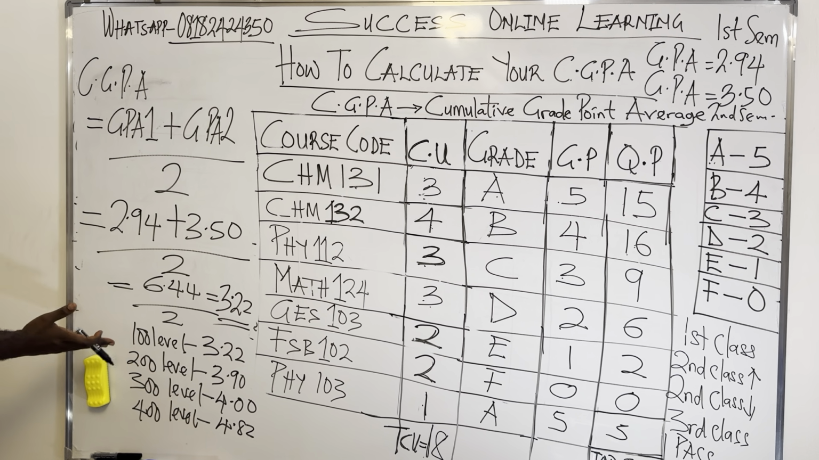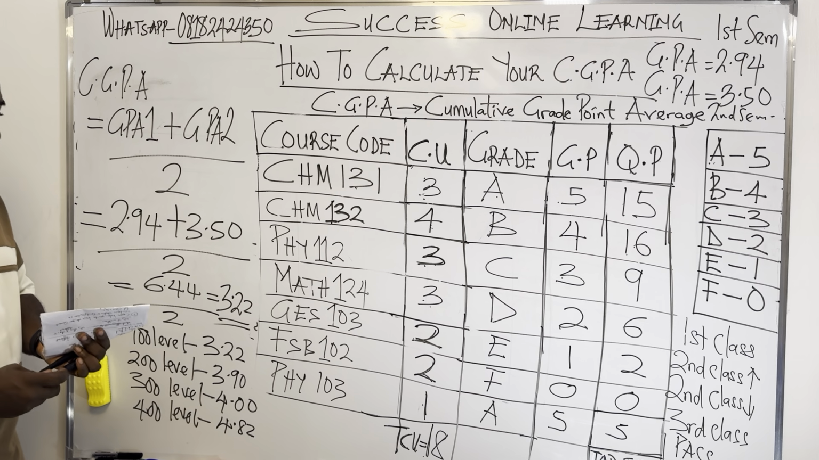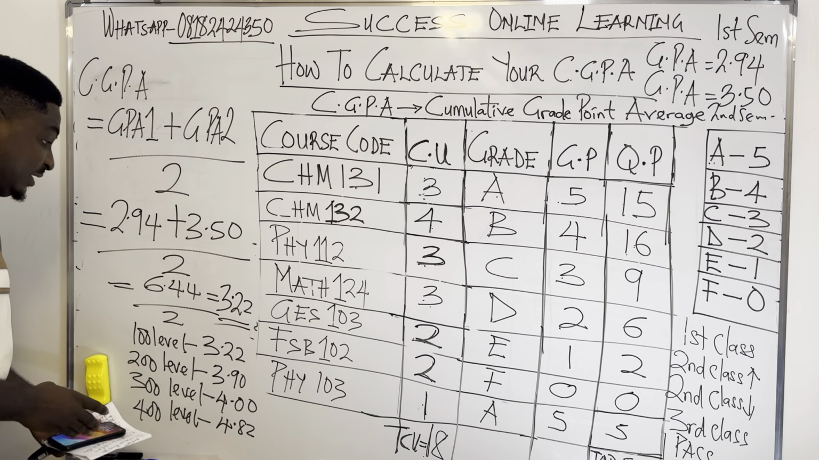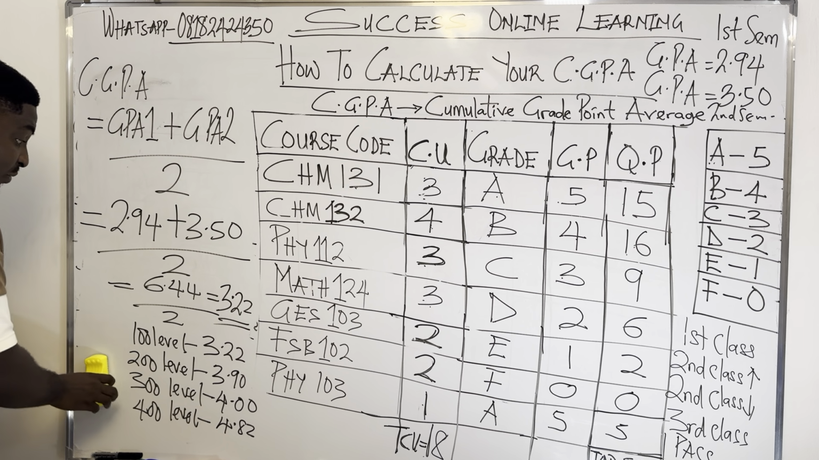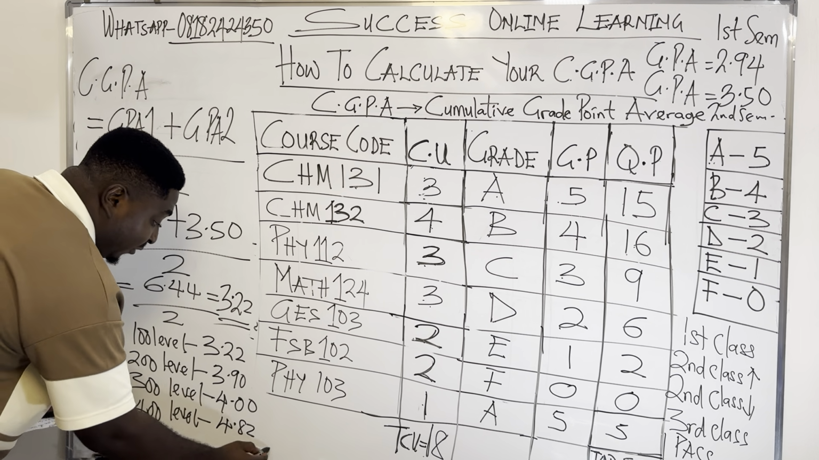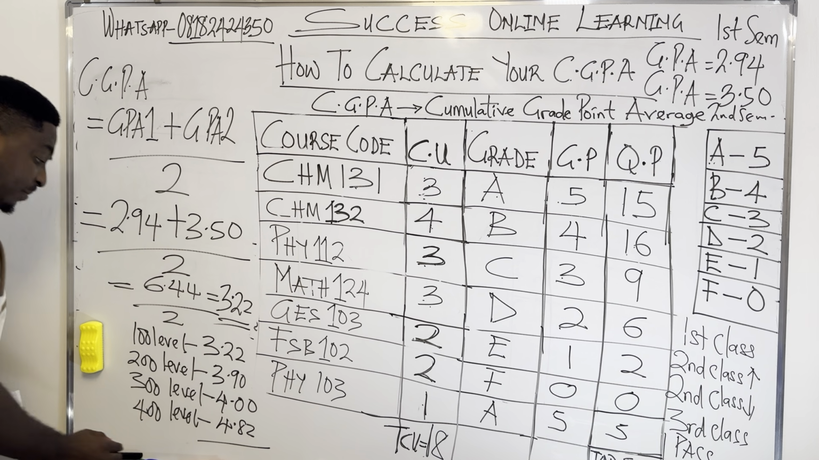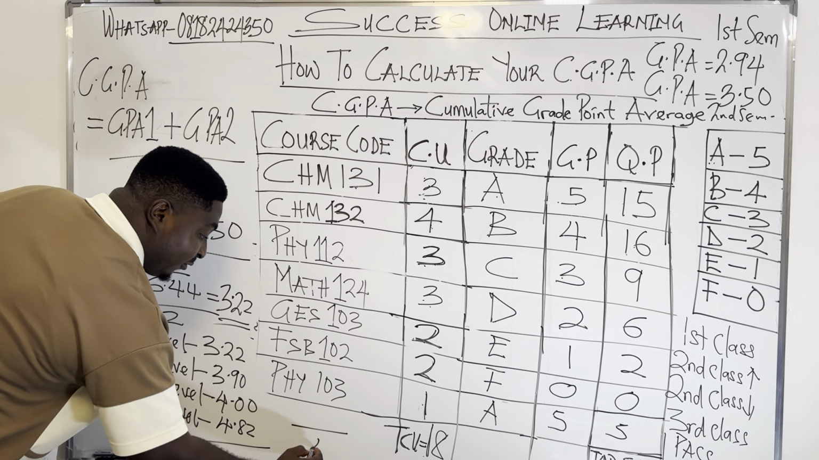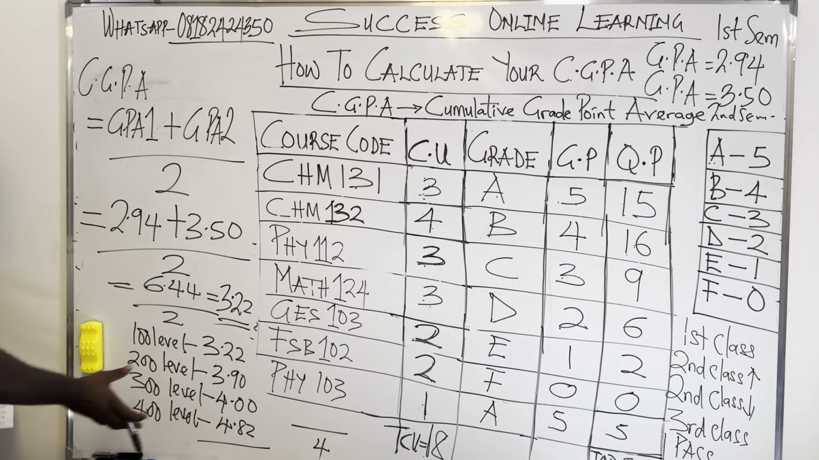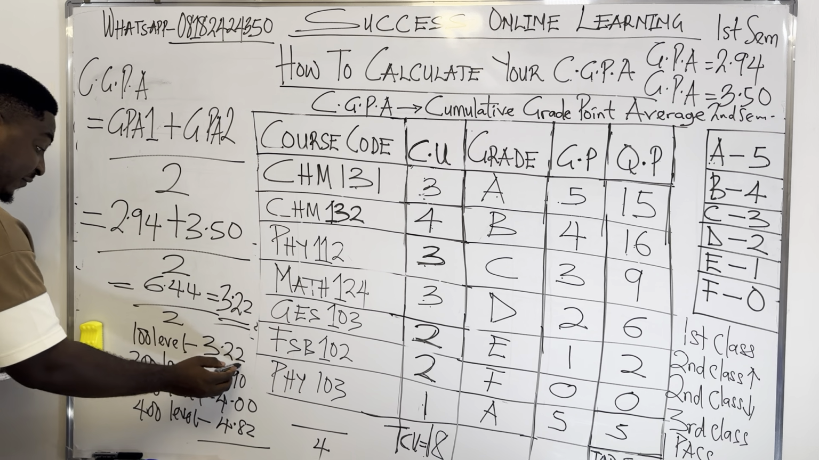So these are the CGPAs for the different levels for the student, who is offering a 4-year course. What the student will now do is get the total CGPA for the complete degree program. You're going to add these 4 numbers and divide by what? By 4. Remember that this is the CGPA for 100 level.